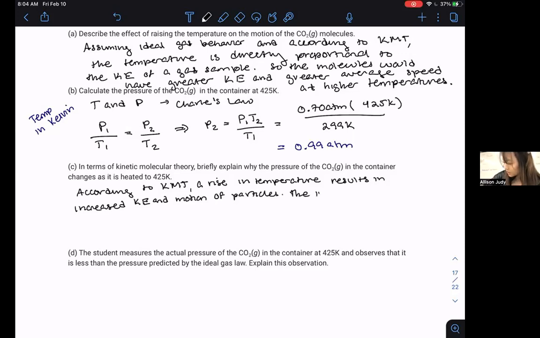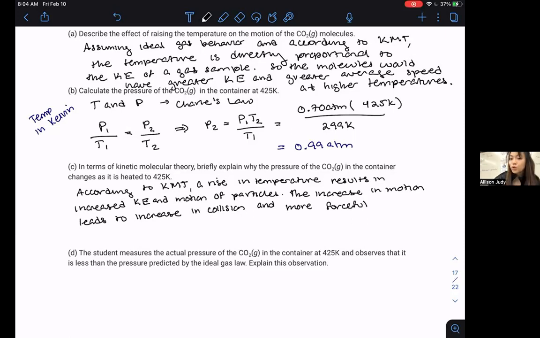Okay, the increase in motion leads to increase in collision, i.e. more frequent collisions and more forceful collisions because there's more energy behind each interaction, resulting in an increase in pressure.